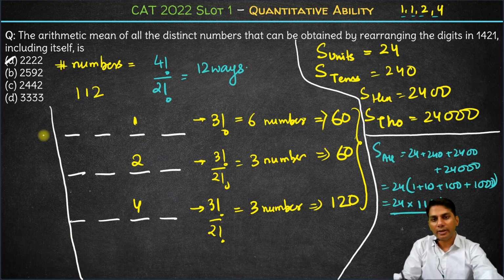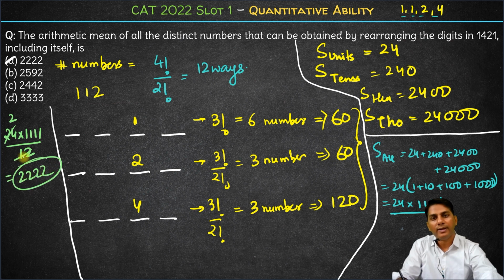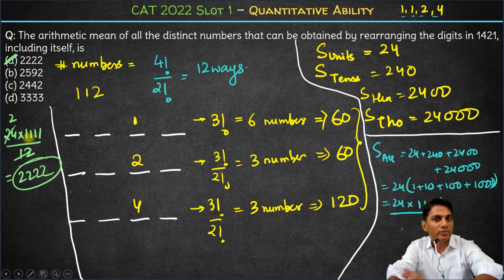Okay. Now the required answer is the average of all these numbers. So the required average will be the sum of all the numbers, which is 24 into 1111, divided by the number of numbers, which is 12. So 24 goes by 12 two times. 2 into 1111 is 2222. Hence option A is the right answer. The average of all such numbers will be 2222. So this was the other way using PNC.